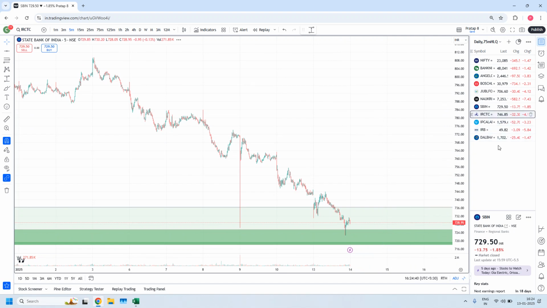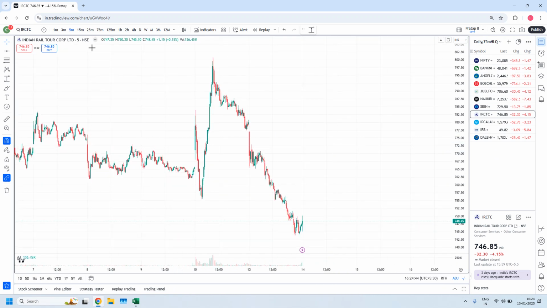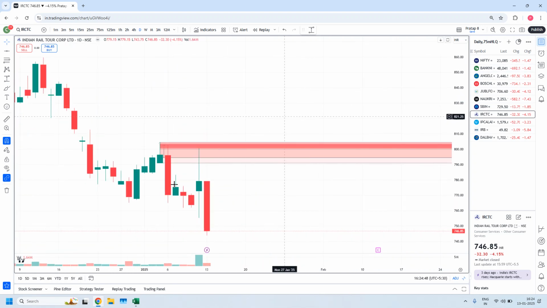And we have the IRCTC supply zone. This is a daily supply zone. Today we didn't get that. On Friday it got a trade and sharply moved, continued and moved further down. Today price did not enter into this zone.